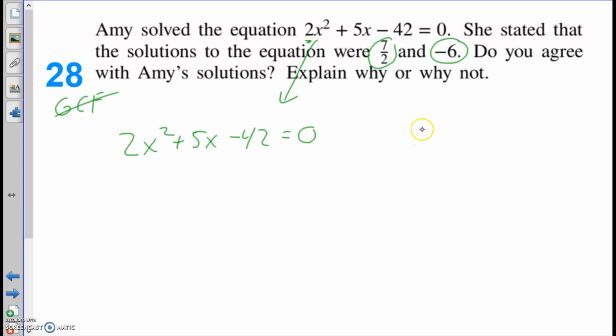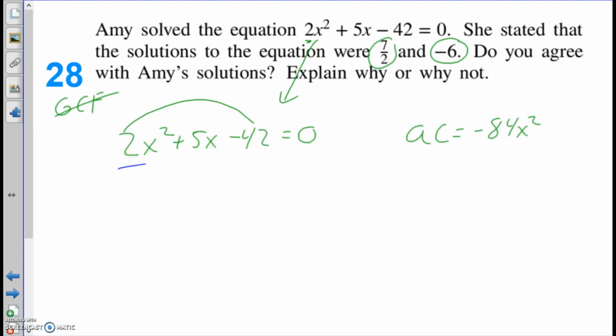And the way that starts is writing a note off to the side of what AC is, and that's your first times last. So 2 times negative 42, that is negative 84. And you can write negative 84x squared, if we include the 2x squared there. In order to do grouping, which is what we want to do, grouping requires there to be an even amount of terms. Right now we have 1, 2, 3.